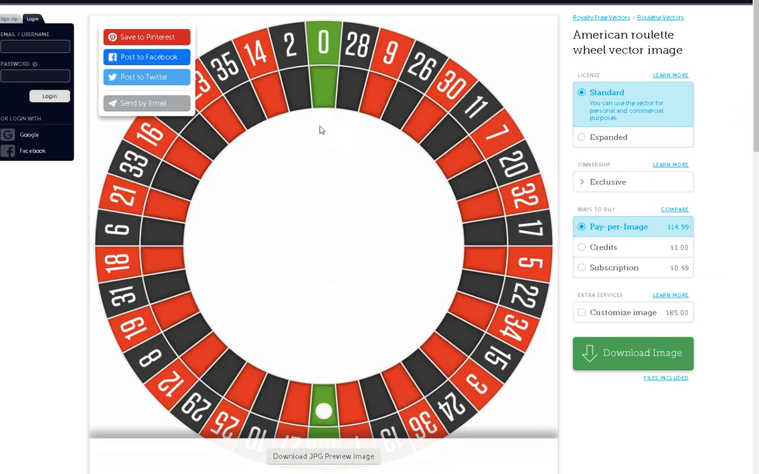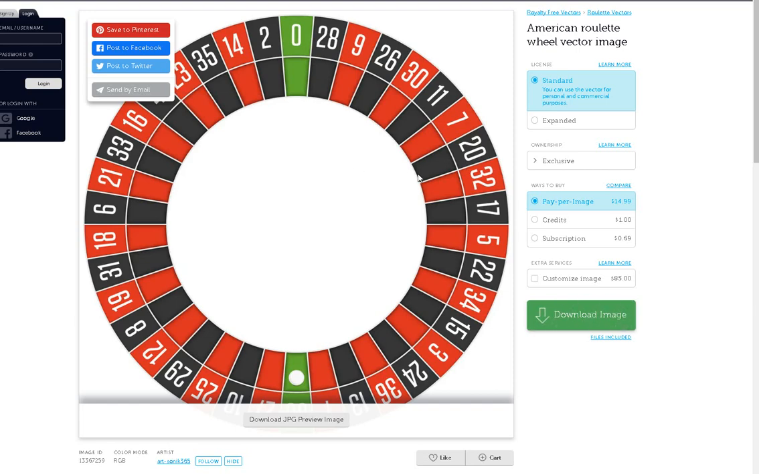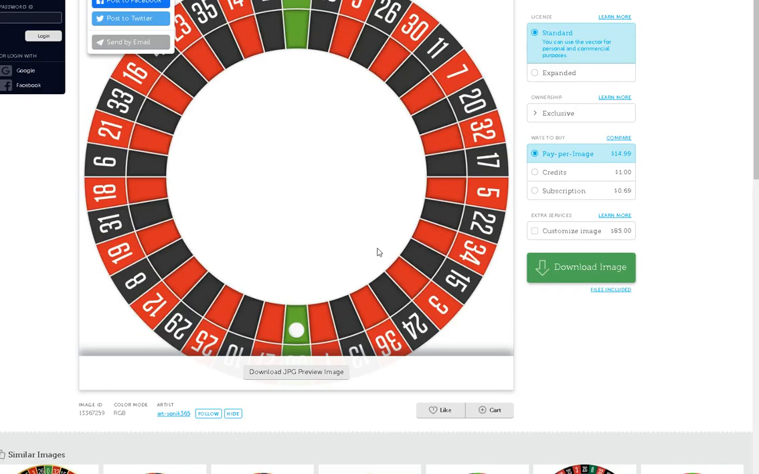A roulette wheel has the numbers 1 through 36. They're either colored red or black. It additionally has two other numbers. You've got a 0 and a 00. Those don't count as black or red numbers, nor do they count as even or odd. So here's your 0, here's your 00.